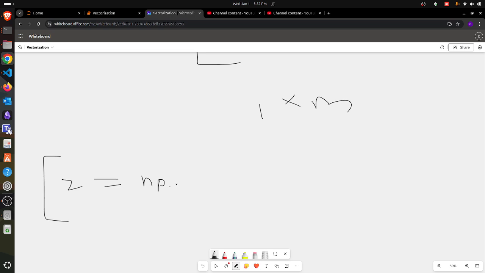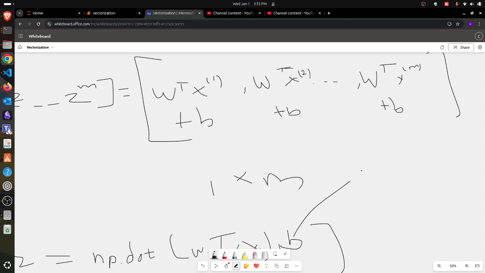and the Python implementation of this whole thing will look like z equals np.dot(w.T, x) plus b. So this b will be added as these b's, and these b's are going to be up to mb.